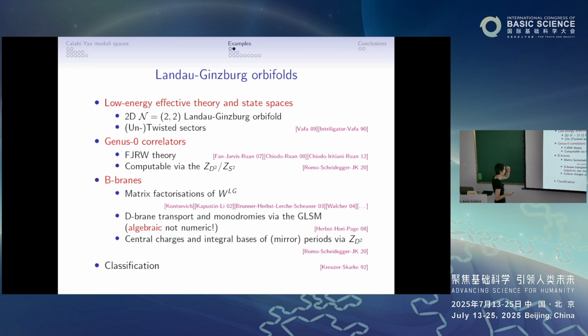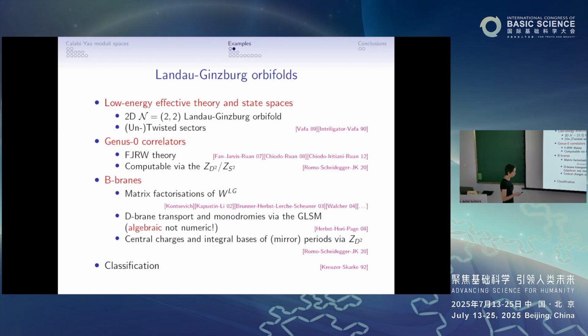And B-branes are in a very good state. So in the early 2000s, based on an idea by Kontsevich, Kapustin and Li showed that B-branes in Landau-Ginzburg models are also matrix factorizations. So the connection to the GLSM is actually very straightforward. And there is a lot of work since then. Also, the connection to CFT is well understood. So Matthias has contributed a lot to this.